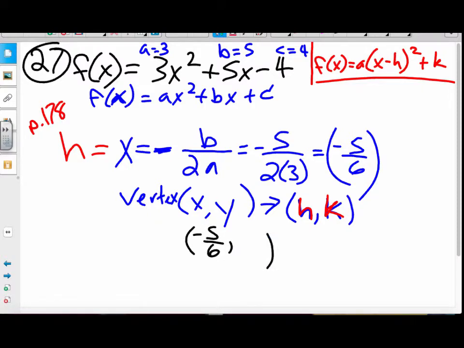How do I find that y? And I'll help you out. This could also be written as x comma f of x, right? Because f of x means the same as y. There's a lot of different ways to represent that. So how do I figure out what the y value is when x equals negative 5 over 6? I've got to plug it in. So at this point, I've got to plug this in.